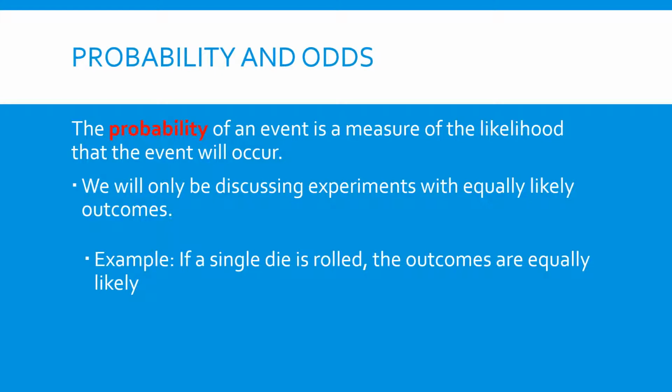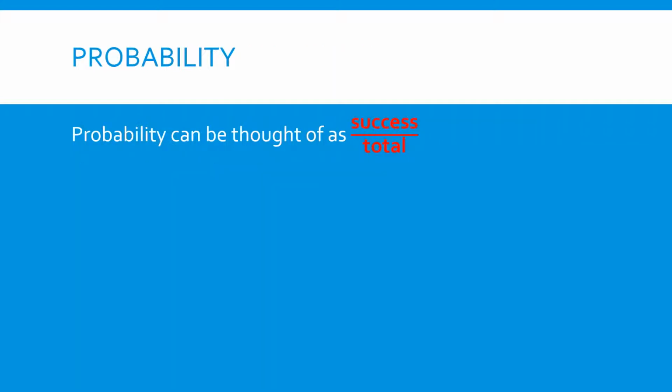Now let's look at probability and odds. The probability of an event is the measure of the likelihood that the event will occur. We'll only be looking at experiments that have equally likely outcomes. For example, if you roll a single die, the outcomes are equally likely. That means you're just as likely to roll a 2 as you are to roll a 6. So every number has a probability of 1 out of 6. 1/6 is the probability of rolling any number on the die.